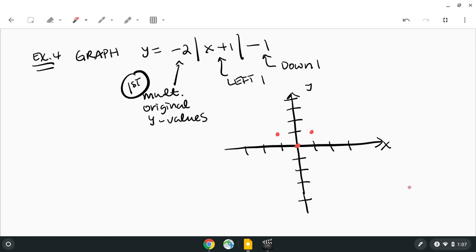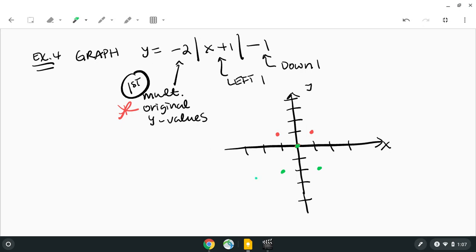All right, so I'm going to start with this right here. Multiply the original y values by -2. And when I do that, I'll do it in green next. Again, the y value here, 1. 1 times -2 is -2. So I'm going to go down here to -2. That's the new y value. 0 times -2 is 0. Over here, the y value, 1. 1 times -2 is -2.